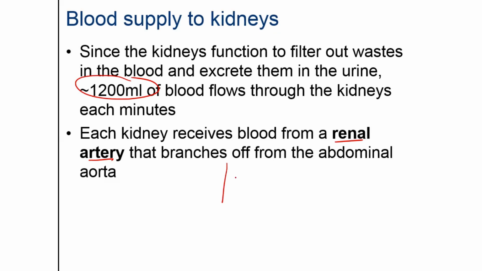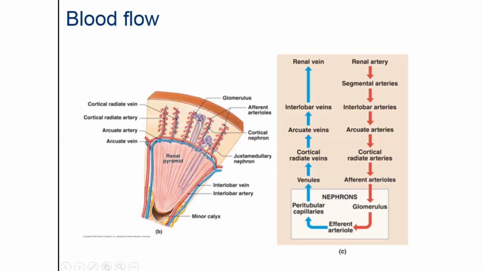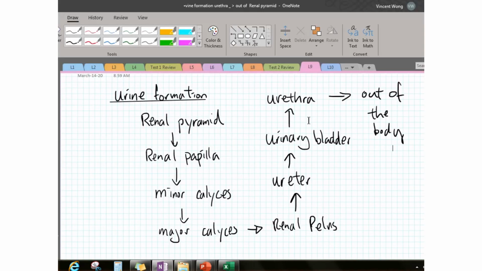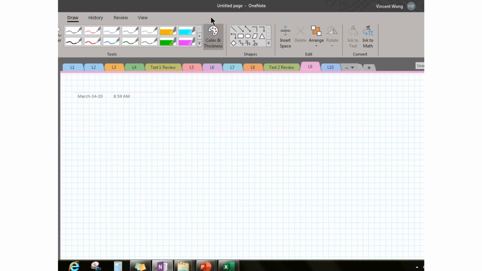And as you recall, the renal arteries that go into the kidneys branch off from the abdominal aorta. So the blood supply is a little bit complicated. You can study this diagram yourself, but I think the best way to learn it is to actually draw it together. So if you can get a piece of paper out, we're just going to go through this together.